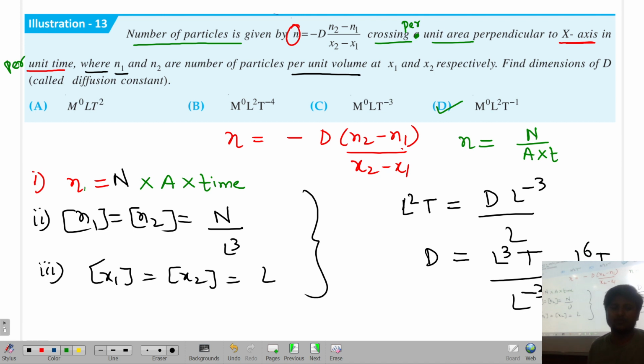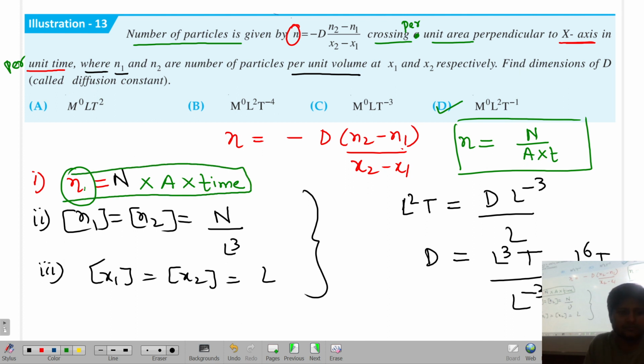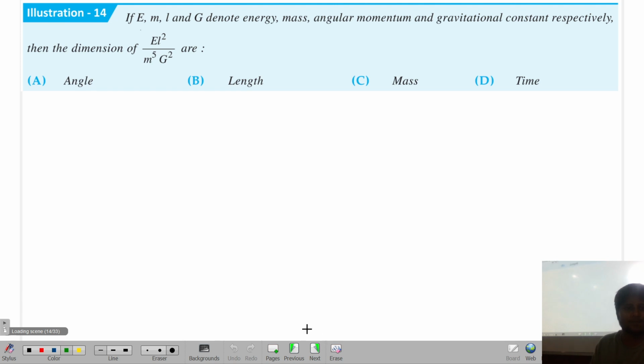Can you move ahead? Are the dimensions of n correct? Dimensions of this small n. If it is written per unit area and per unit time, then only the dimensions of this n are correct. If it is written a unit area and a unit time, then this is correct. Can I move ahead? Yes or no? Okay. Now, can you solve this?